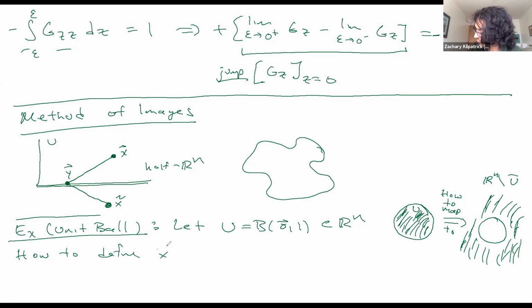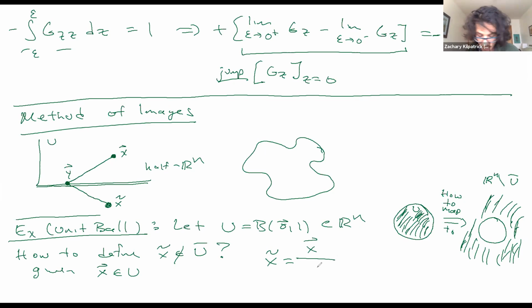But we're just going to jump to the answer here. So the question is, how do we define x tilde such that we're not in the closure of U? Essentially, given x, which is in the open and bounded domain U, the idea is to define x tilde as x divided by the magnitude of x squared.